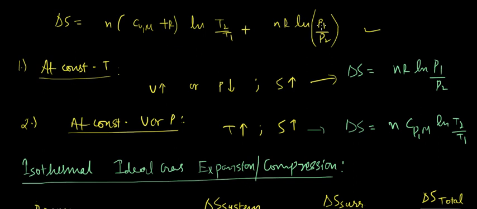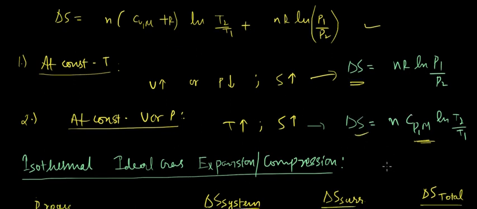So if the pressure decreases, then entropy would increase, or if the volume increases, then also entropy would increase, as delta S can now be written as nR ln P1 upon P2. What happens at constant volume or pressure? At constant volume or pressure, this term would be 0. The only term remaining is n CVM plus R, I am writing CPM, ln T2 upon T1. So if temperature increases, entropy also increases.